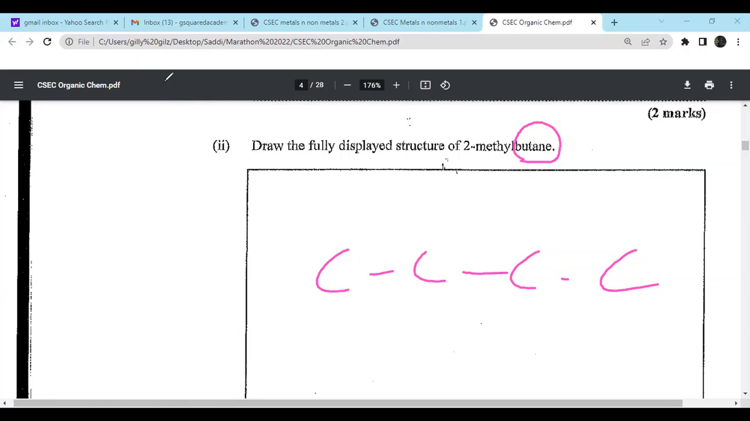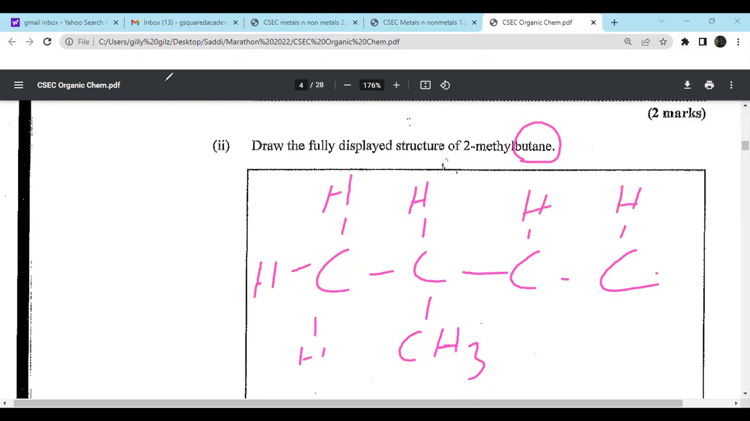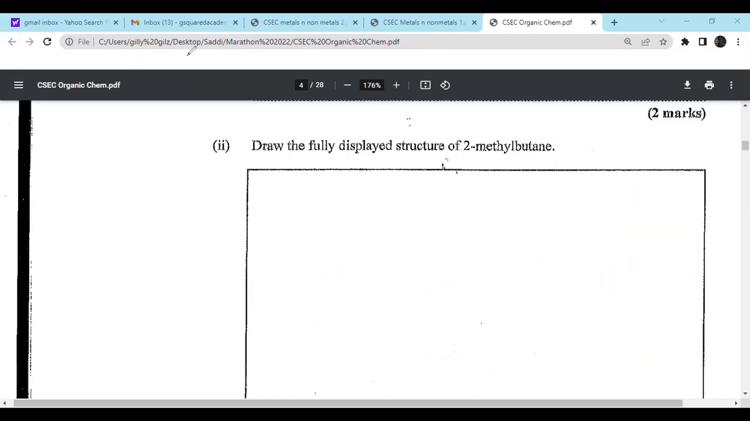Then now it says methyl. There's a methyl group somewhere. Where is that methyl group? It's on the 2nd carbon. So on the 2nd carbon, we're going to draw a CH3. Okay, is there anything else? No, there's nothing else. So you just fill in the rest of the structure with hydrogens. Okay, and this will be your displayed structure of 2-methyl-butane. That's how you work that one out. So let us proceed and see what's next.